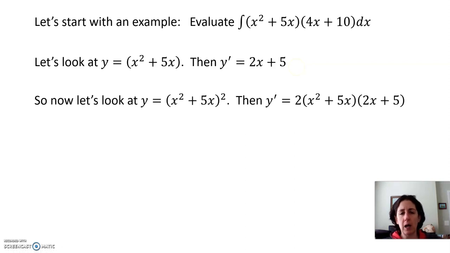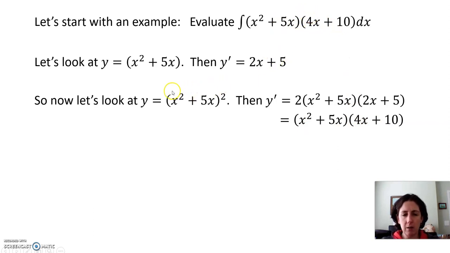So let's look at y equals x squared plus 5x quantity squared. Well, then the derivative using the chain rule, bring the 2 down, leave the inside function alone, take one away for the new exponent, and then multiply by the derivative of the inside function. And now look at that, 2 is there. And if we were to distribute that 2 to the 2x and the 5, we have that 4x plus 10. And this matches this exactly.